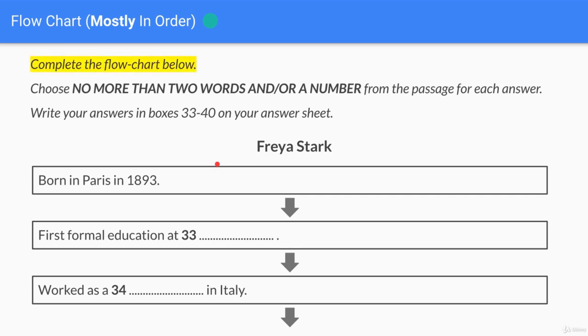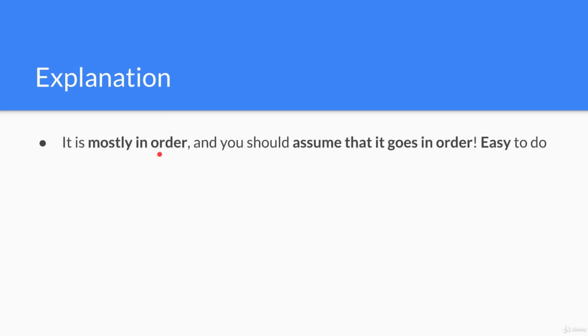The first thing you will notice is that here it says complete the flowchart below, and then over here you can see that you basically have a sequence of things happening one after the other. Now this question is pretty simple. It's easy to answer, as you can see here by the green dot, and this question goes mostly in order. So now let me give you further explanation about this question type. Just to reiterate my previous point, these questions go mostly in order, and whenever you have a question that goes mostly in order, you have to assume that it goes always in order. Okay, just assume that, because 80 to 90% of the time it will go in order.